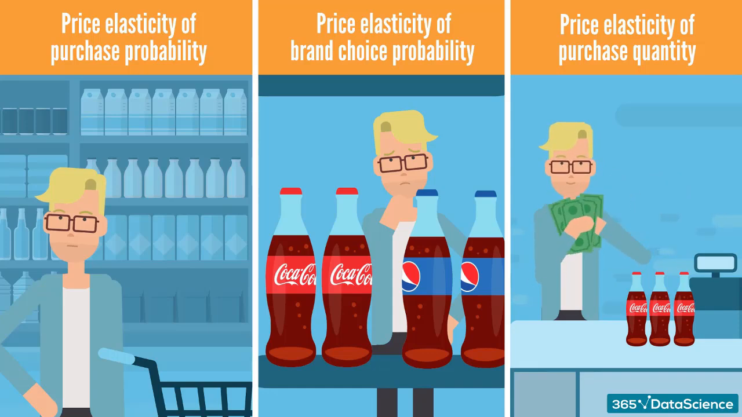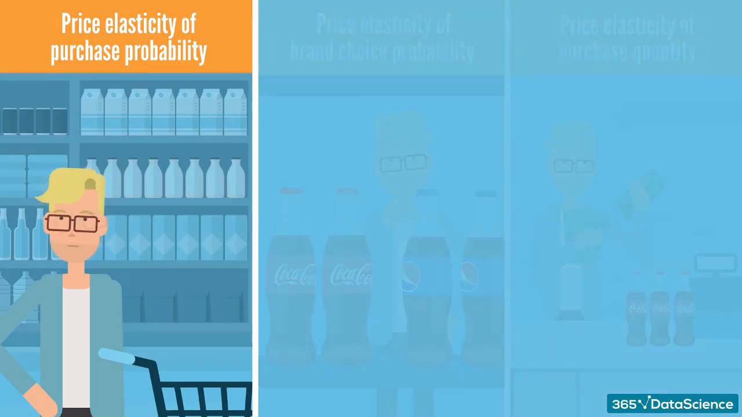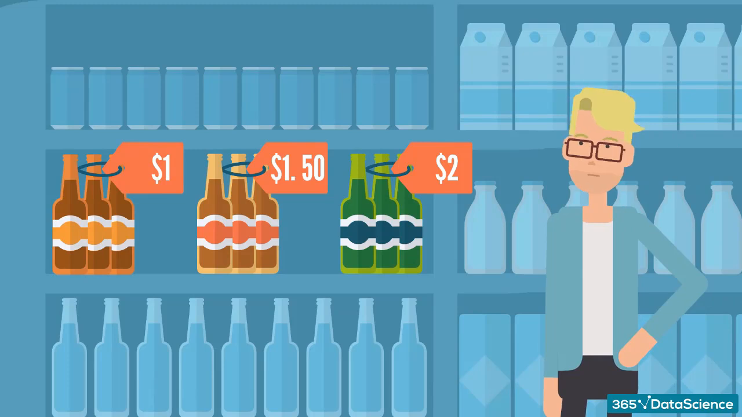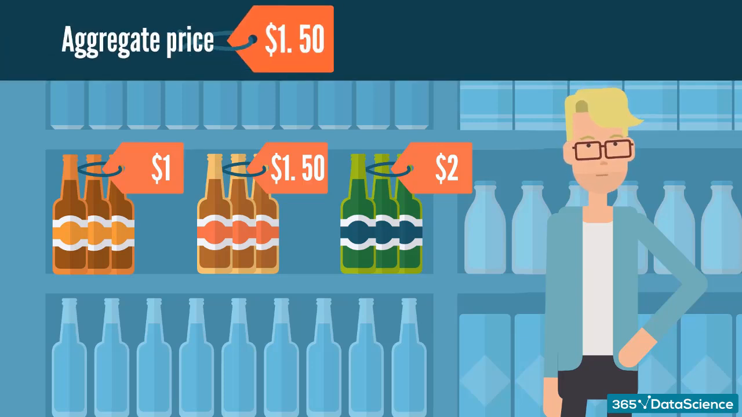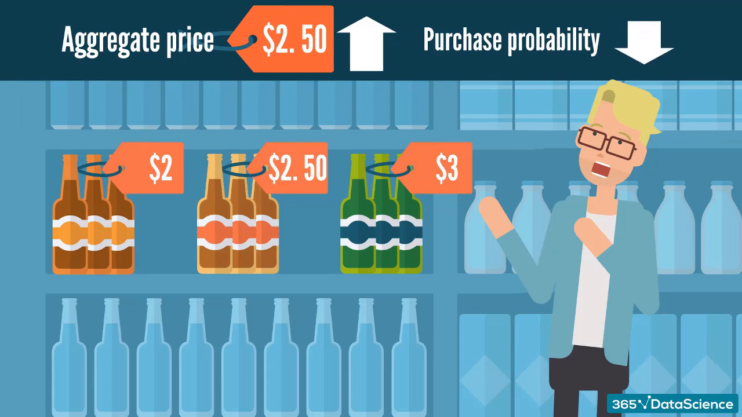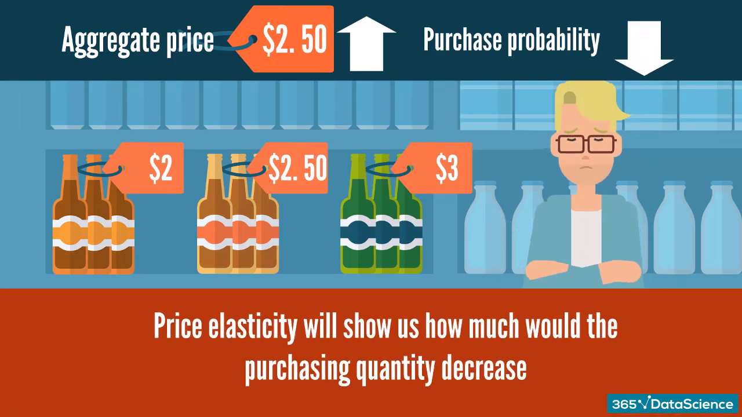What can we expect when we calculate the price elasticity of purchase probability? Well, there may be a lot of different brands with different prices for the same product category on the market. For instance, the price of different brands of beer. Suppose we can calculate an aggregate price for the whole category. The law of demand says that the greater the price, the lower the quantity that customers want to buy. So, if the aggregate price increased, the probability of purchasing a beer would decrease. And calculating price elasticity will show us how much exactly.